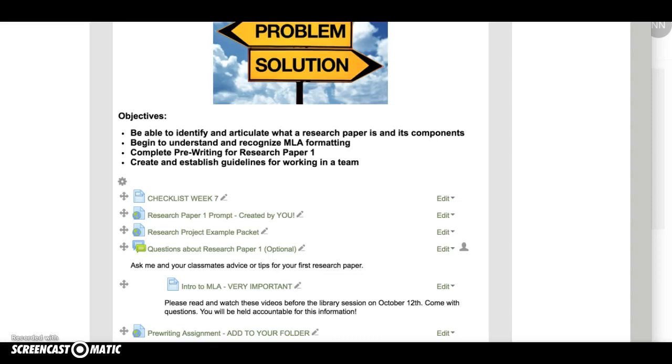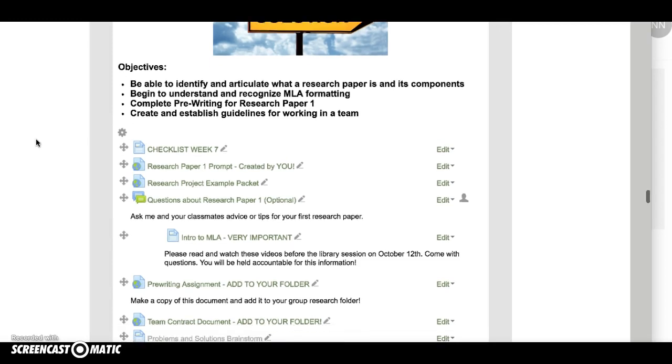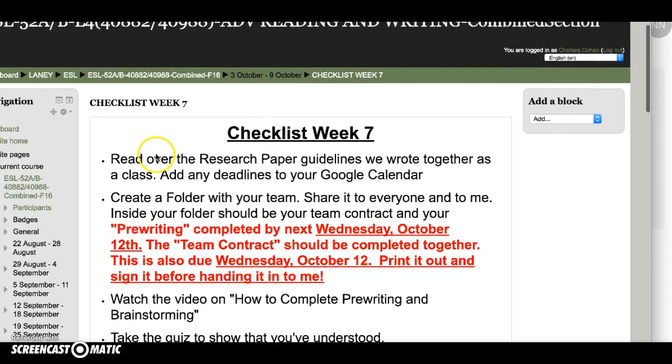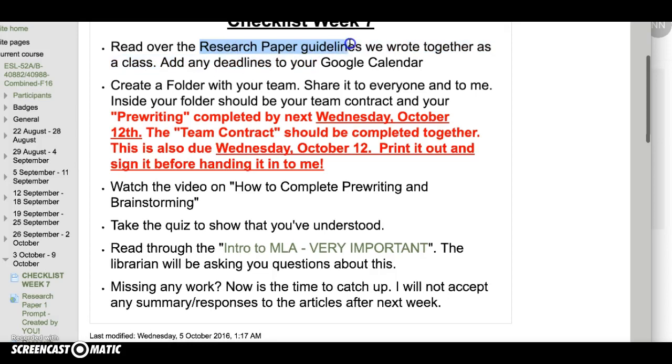Here is your checklist for week 7, and I'm going to explain the research assignment for the week. So, if you see on week 7, we've got some amazing research paper guidelines that you guys wrote in class today. There are lots of deadlines, so you might want to add those to your Google Calendar just to make sure you're aware.